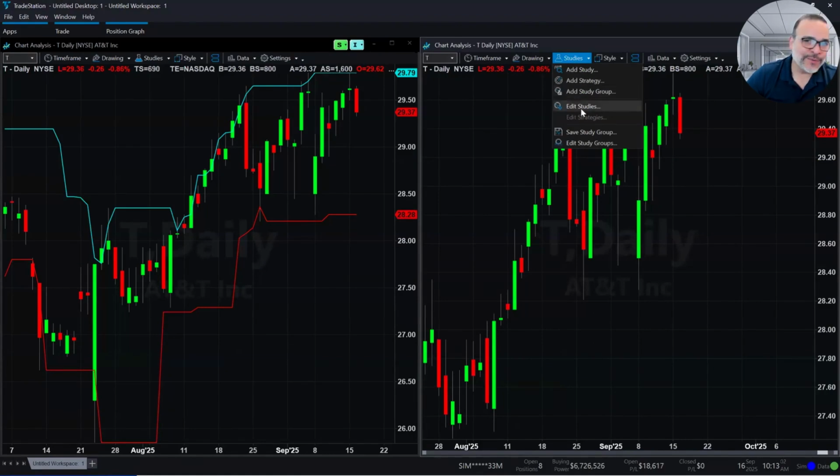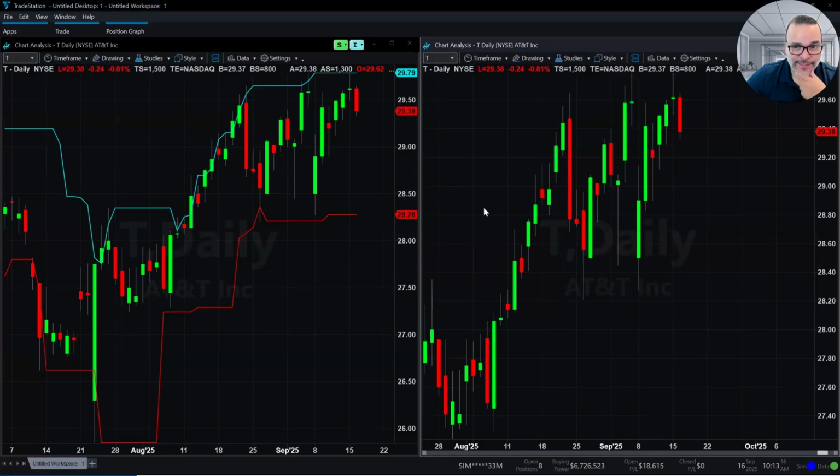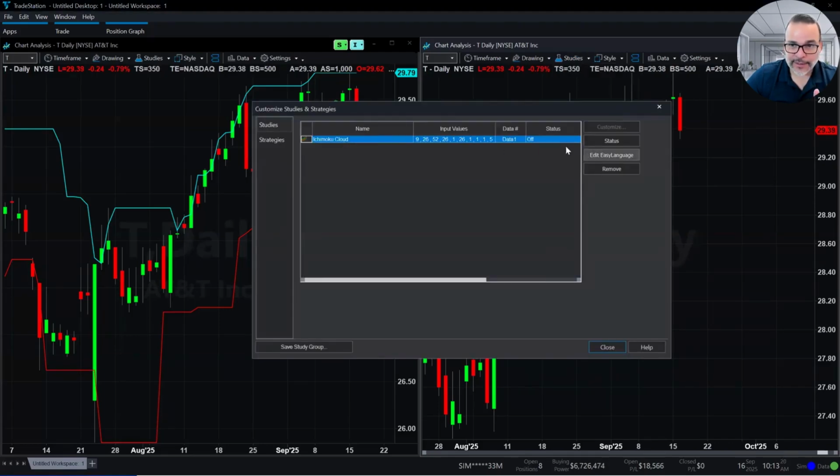It's just turned off. Whenever you add a study that generates an events log and it generates an error, it is because you need to fix something, but the indicator is already on the chart. It's just not able to plot anything. So I'm going to go here to edit studies. The Ichimoku Cloud is already there. I'm going to turn the status on because if you notice the status is off and you don't have access to the customize button because it's grayed out. So it just disables the study until you're able to fix whatever setting it is that you need to fix.